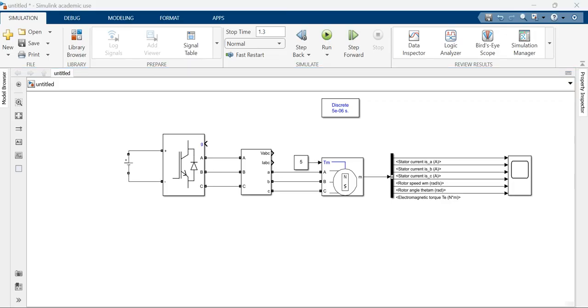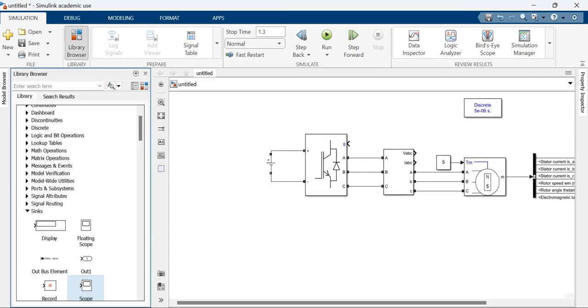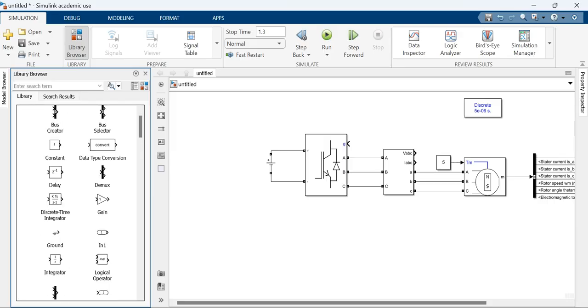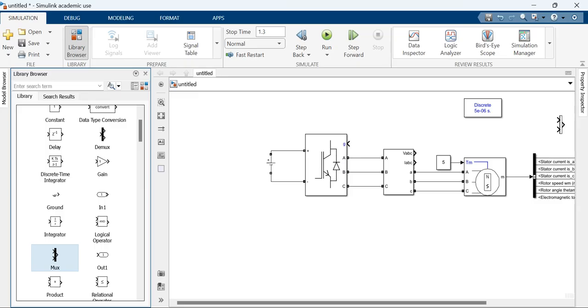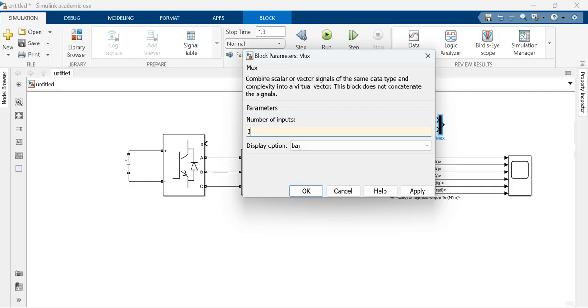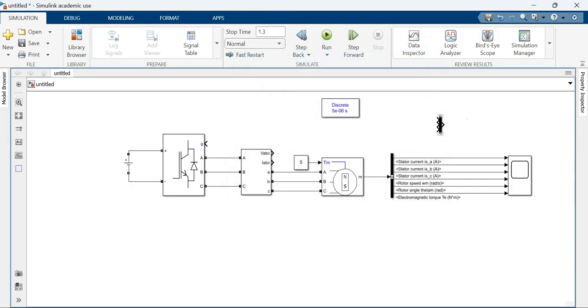Now let me mux all these 3 currents into a single mux value. So let me go to commonly used. I have a mux. So I put a mux here and I connect. I double click on this, change the number of inputs to 3 and connect all the 3 inputs here, that is stator current A phase, B phase and C phase.